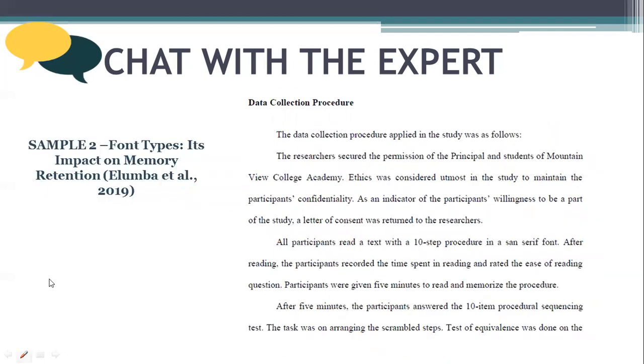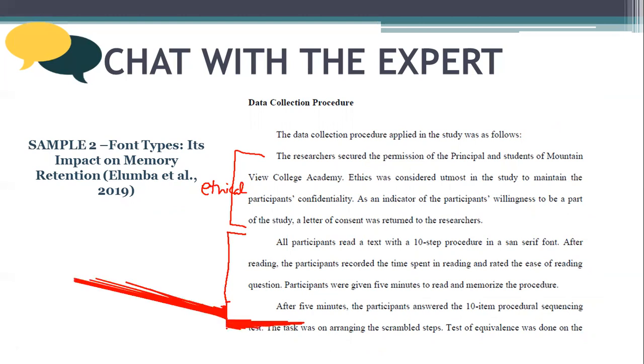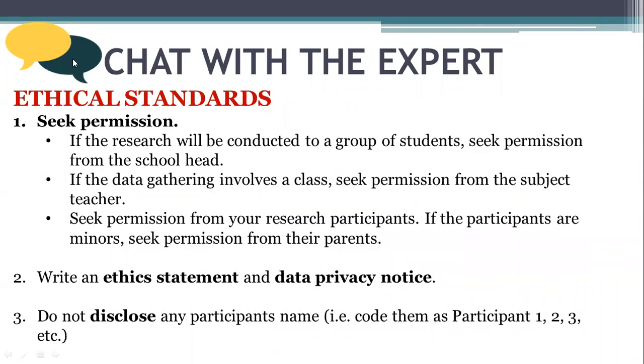Here's another example. This is the ethical part, ethical considerations. Here's the procedural part on what they will do in the study. Now, there are some ethical standards to consider. First is we seek permission. If the research will be conducted with a group of students, like MVCA students or MVC students or MVC employees, you need to seek permission from the administrator.